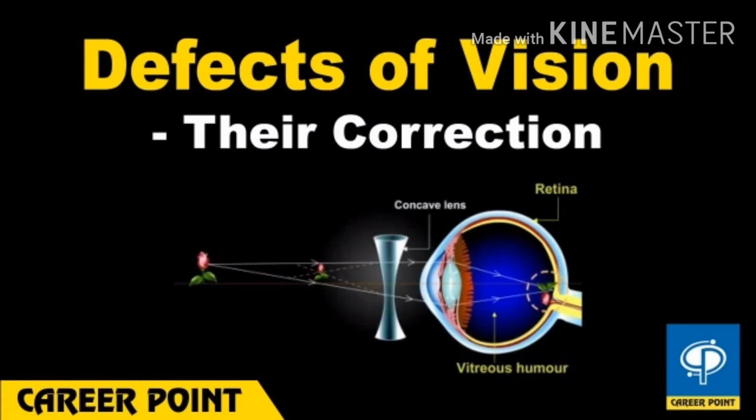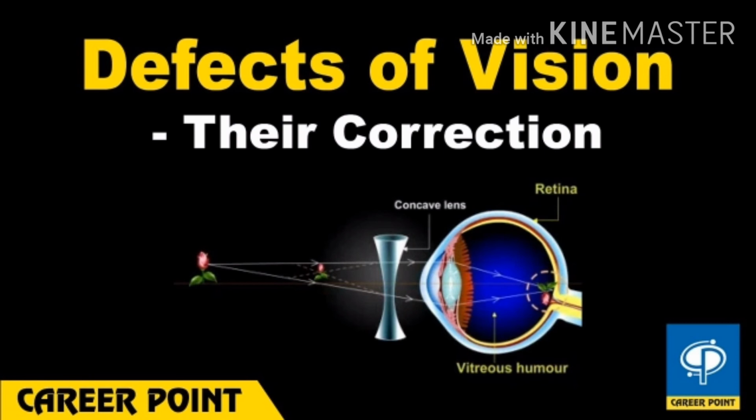Now let us learn the defects of vision and how to correct them. Some people cannot see things clearly due to loss of accommodation power of the lenses of their eyes, and because of defective refraction by their lenses, their vision becomes faint and fuzzy. There are three types of defects in refraction.